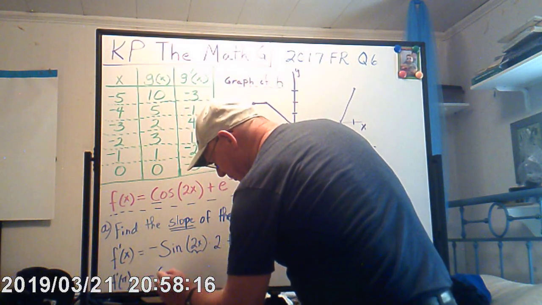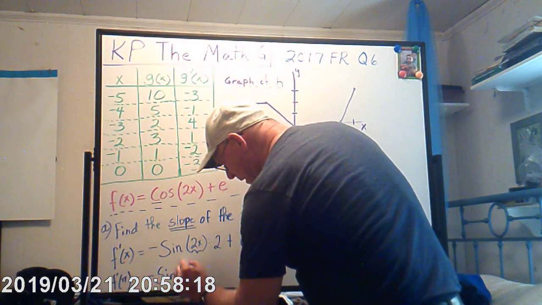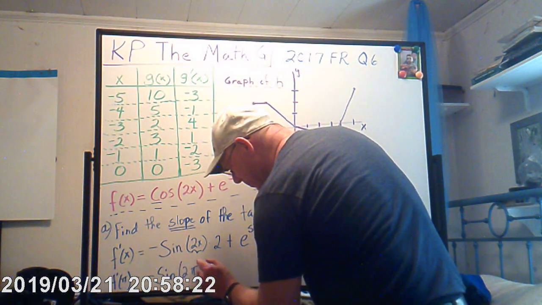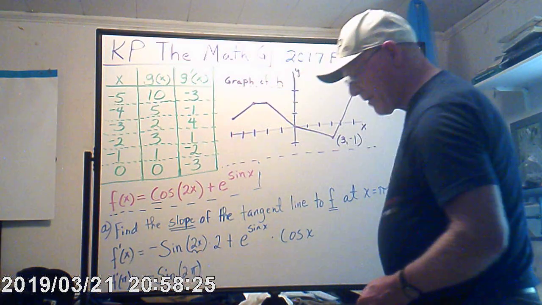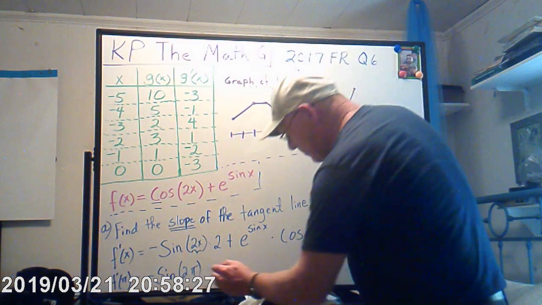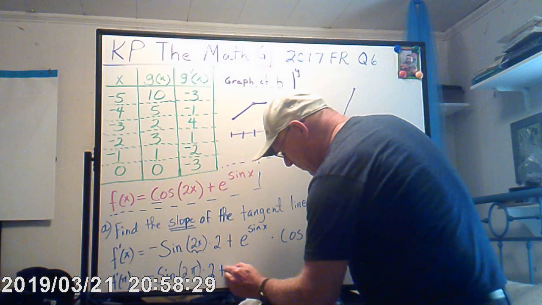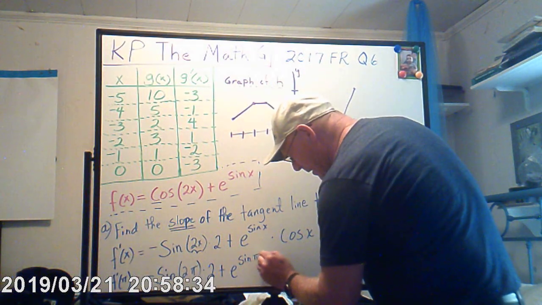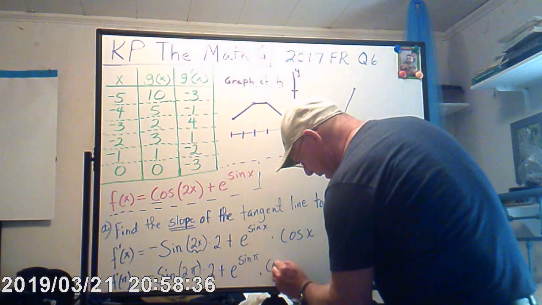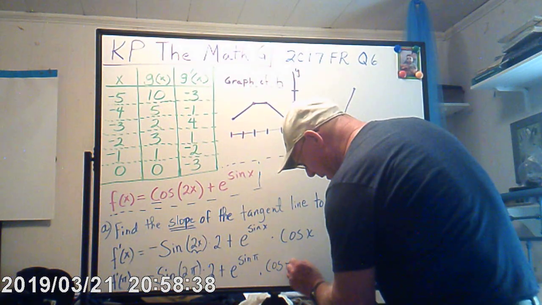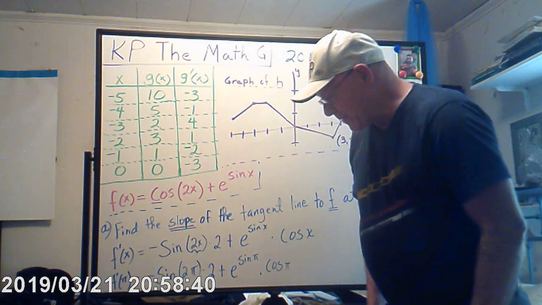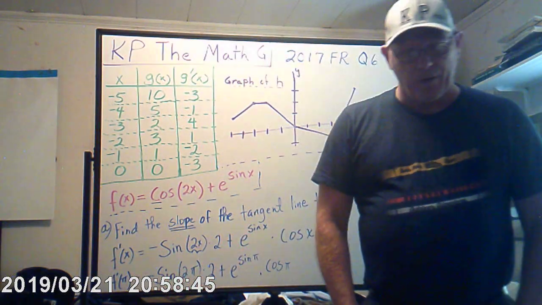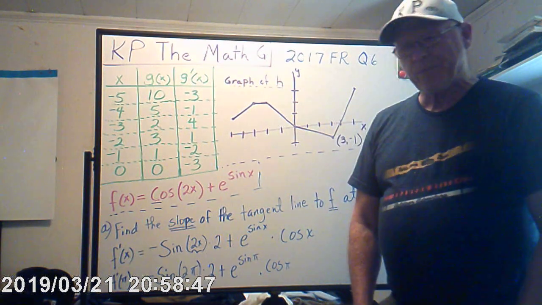Alright, negative sine of 2 times pi, which is just 2 pi, right? Sine of 2 pi times 2 plus e sine of pi times cosine of pi. Now, it would help if you knew what this graph looks like, okay?